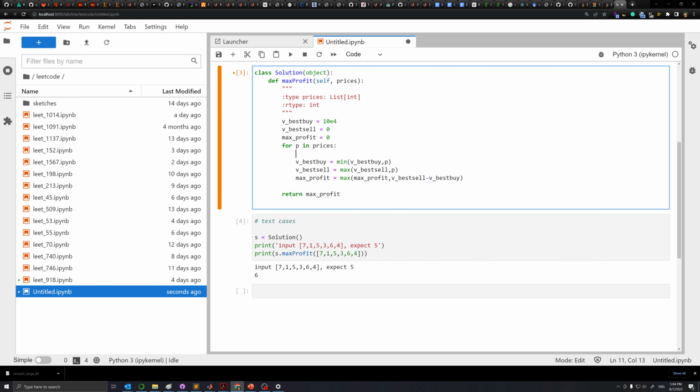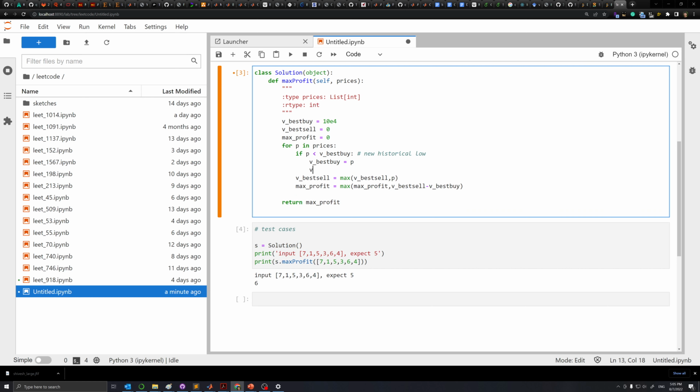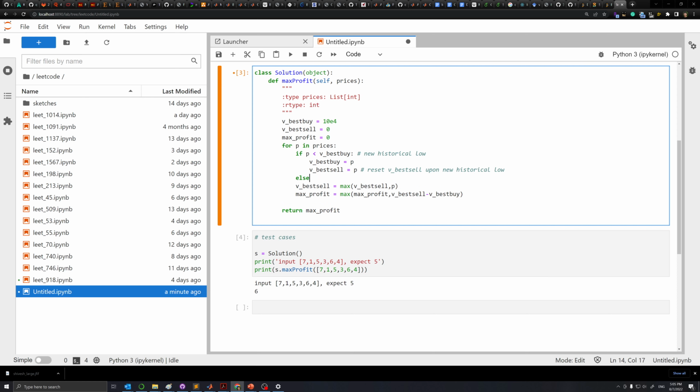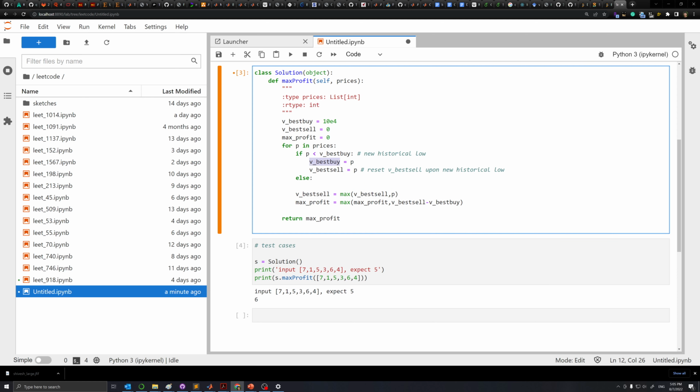Let's just use if for this, alright? If P is less than V Best Buy, this is going to be a new historical low. We're going to, of course, update that, and we're going to reset V best sell. It's going to be equal to P as well: reset best sell upon new historical low. Else V best buy.